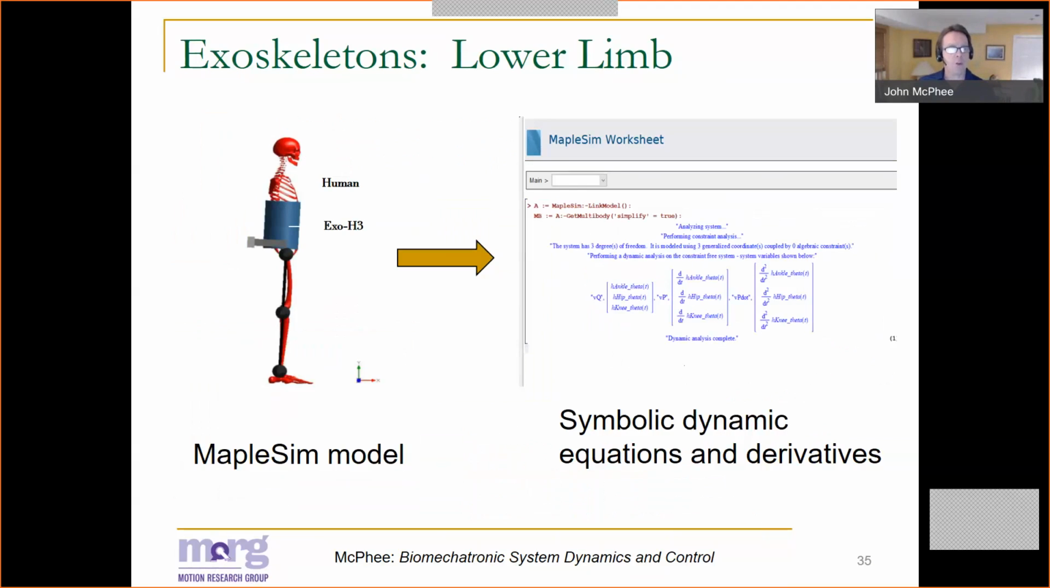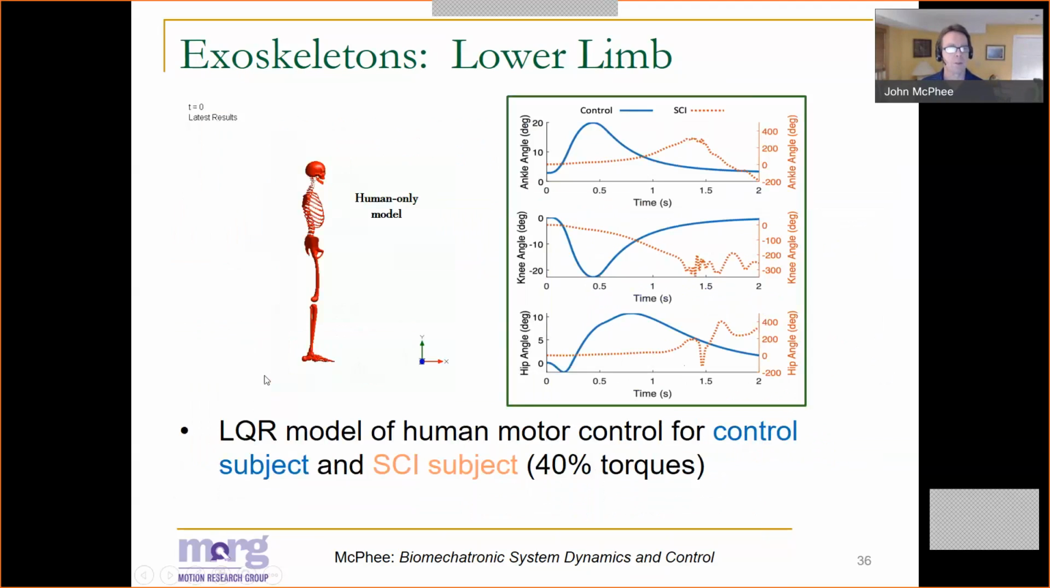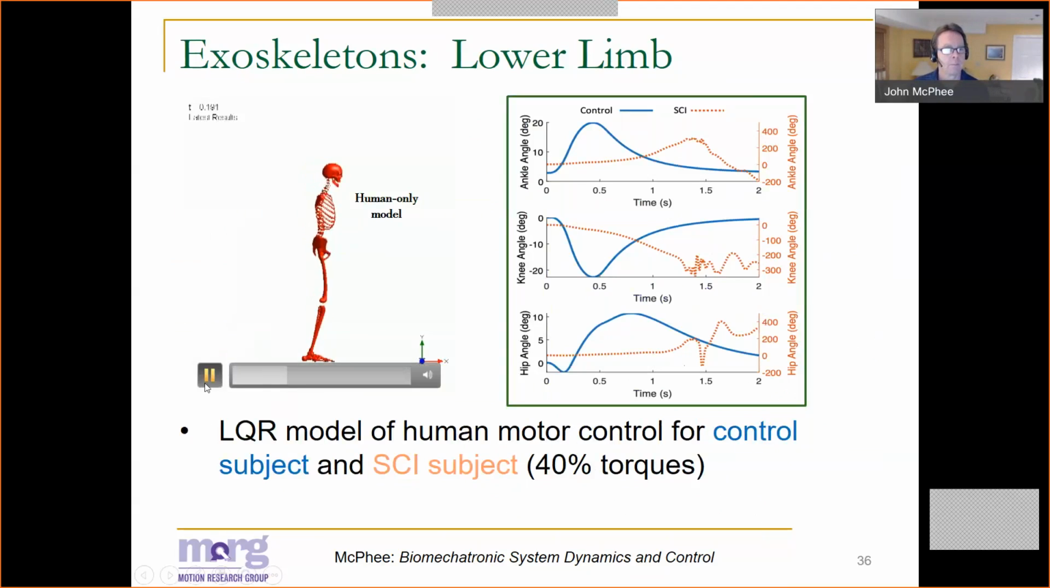In terms of modeling the human, we've again turned to MapleSim to generate symbolic equations and derivatives, which we then use to create our controllers. So to start with, we've created a model of a human. Again, it's using this LQR controller for two subjects who are being pushed at the hip joint. And so you can see that the LQR does a very nice job of maintaining balance of our control subject.